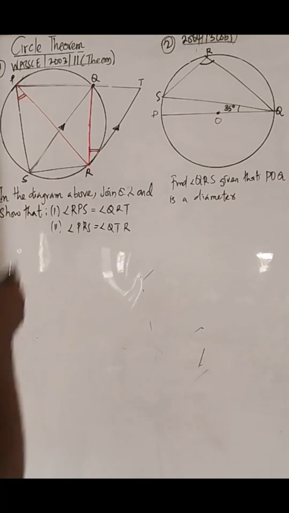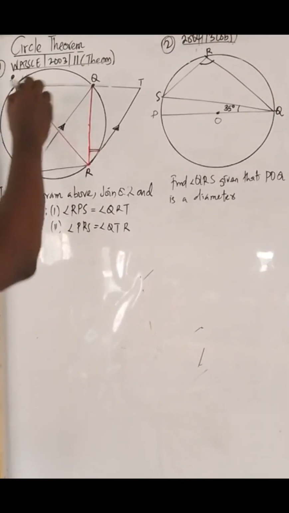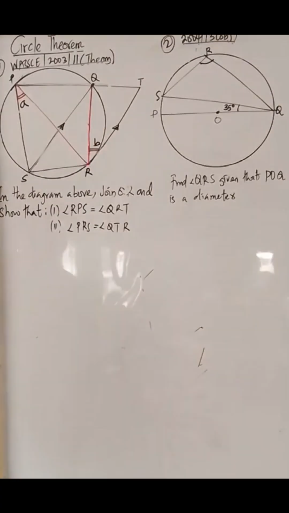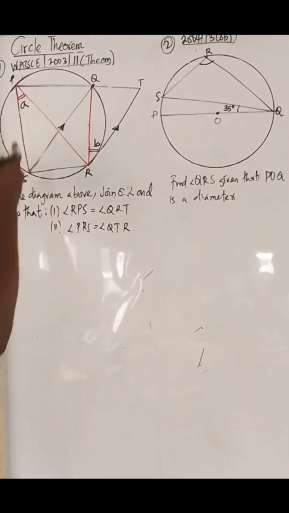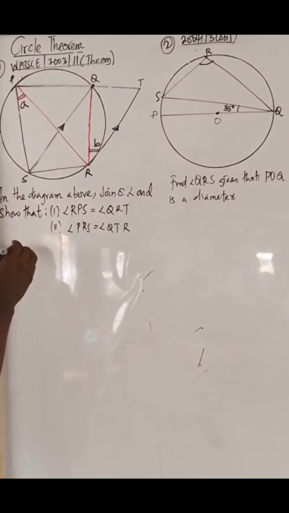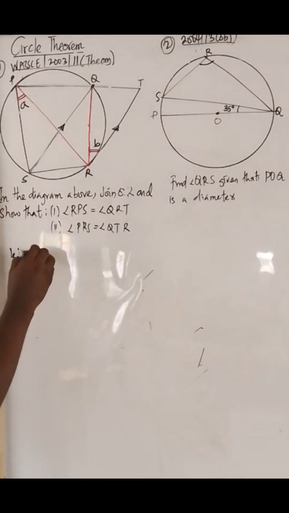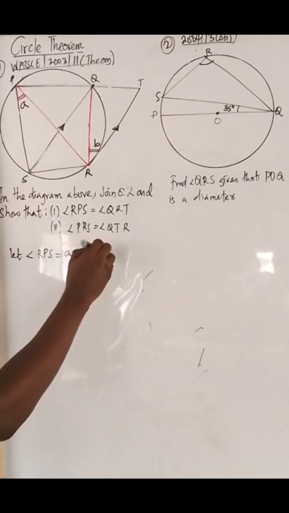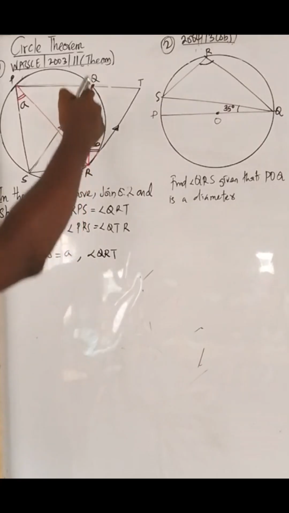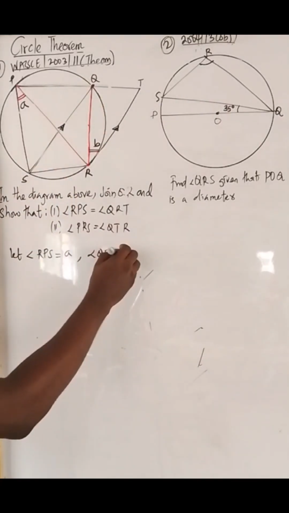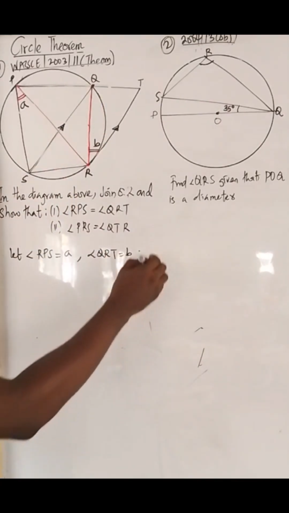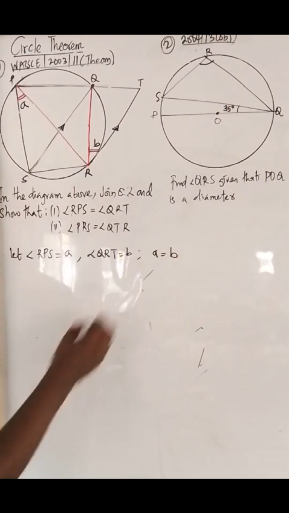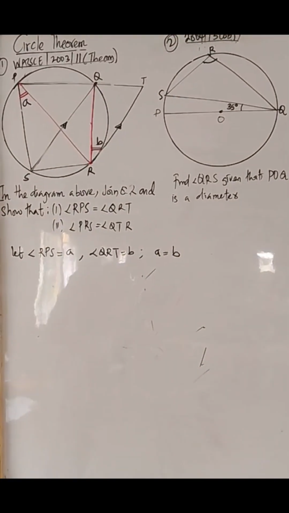Let's label this angle as A and this angle as B. This angle A is our RPS. Let angle RPS be A, and the second angle QRT be B. We have to show that A equals B. If we can do this, we are done with the first part.